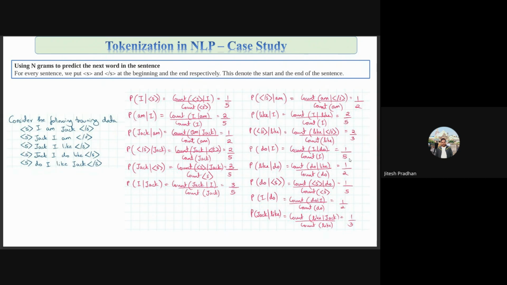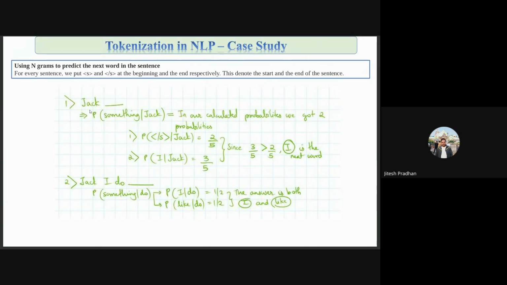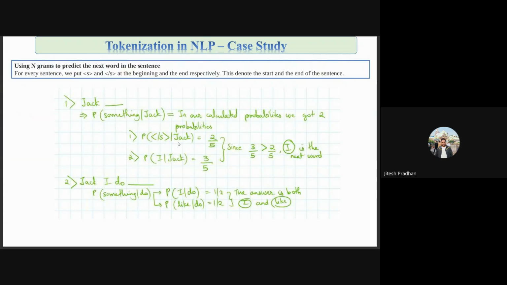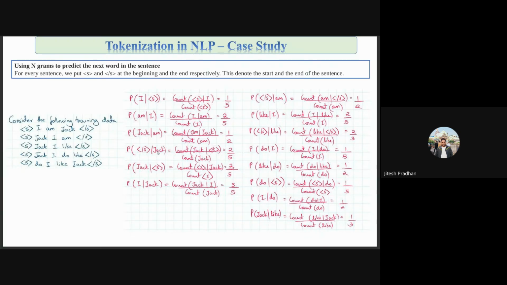Once the probabilities of all the bigrams are calculated, the first case we take is jack. Then we have to predict the next thing, something by jack. Look at here, is something by jack there or not? If jack is at the bottom, something is there and jack is there. There is another as well, so we have only two cases of something by jack. The first case is this, the second case is this. The probability of this is 2 by 5 and the probability of this is 3 by 5.